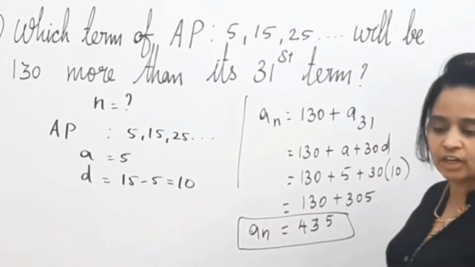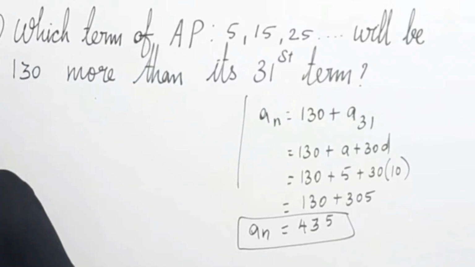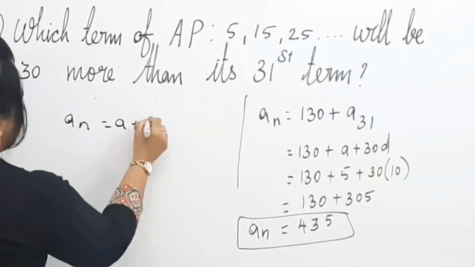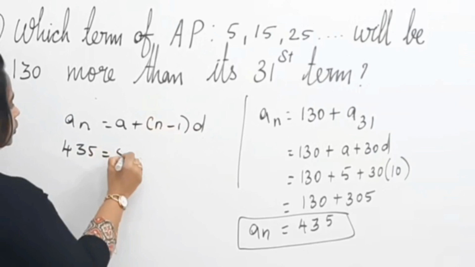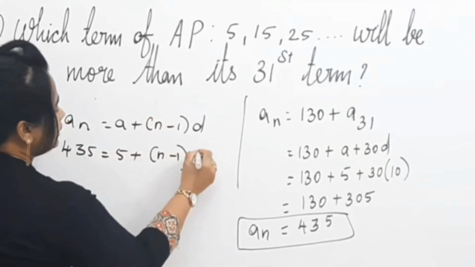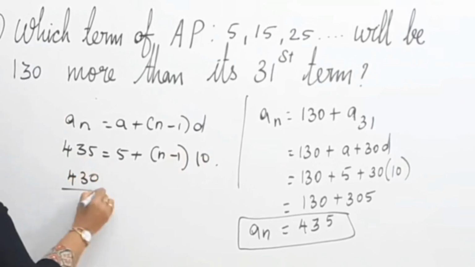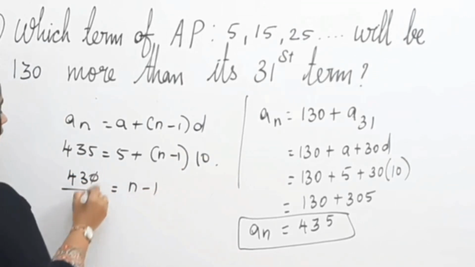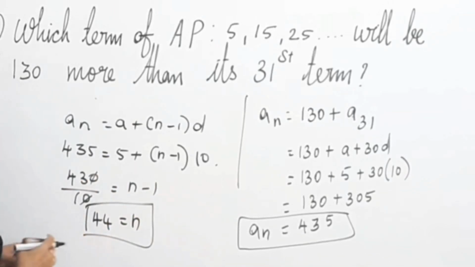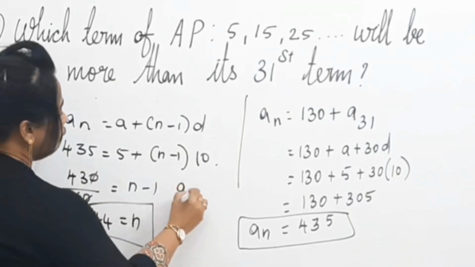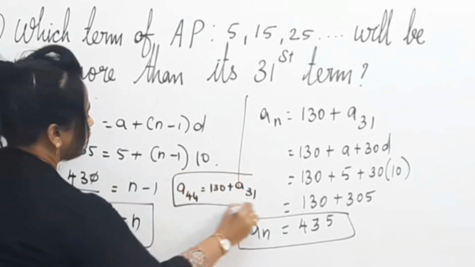Now I have to find which term. That means n is equal to what? So I will go and find an is equal to a plus n minus 1 into d. In this an I will substitute 435. a is 5 plus n I do not know and d is 10. So 435 minus 5 is 430 and divided by 10, that's equal to n minus 1, the 1 gets cancelled and comes to this side. So 44 is my n. So the 44th term, that is a44, is equal to 130 plus a31. If you want, you can check the answer.